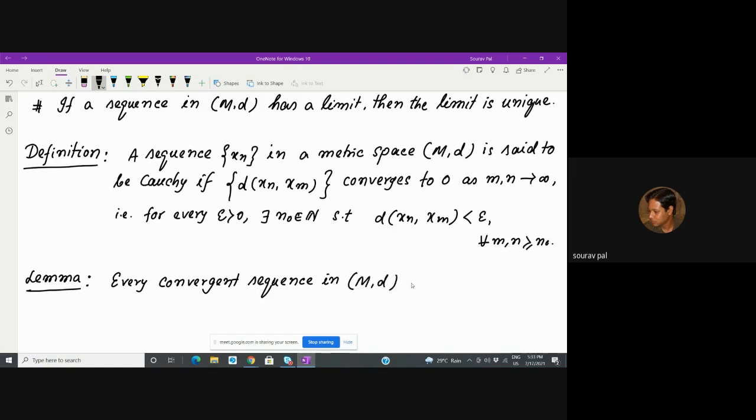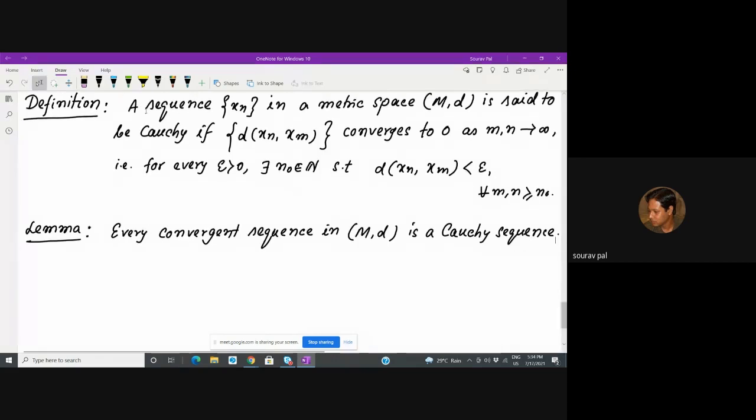In a metric space, every convergent sequence is a Cauchy sequence. That means if a sequence converges, then the terms of the sequence will come closer and closer as m and n approach infinity. So can anybody give me a quick proof of this?